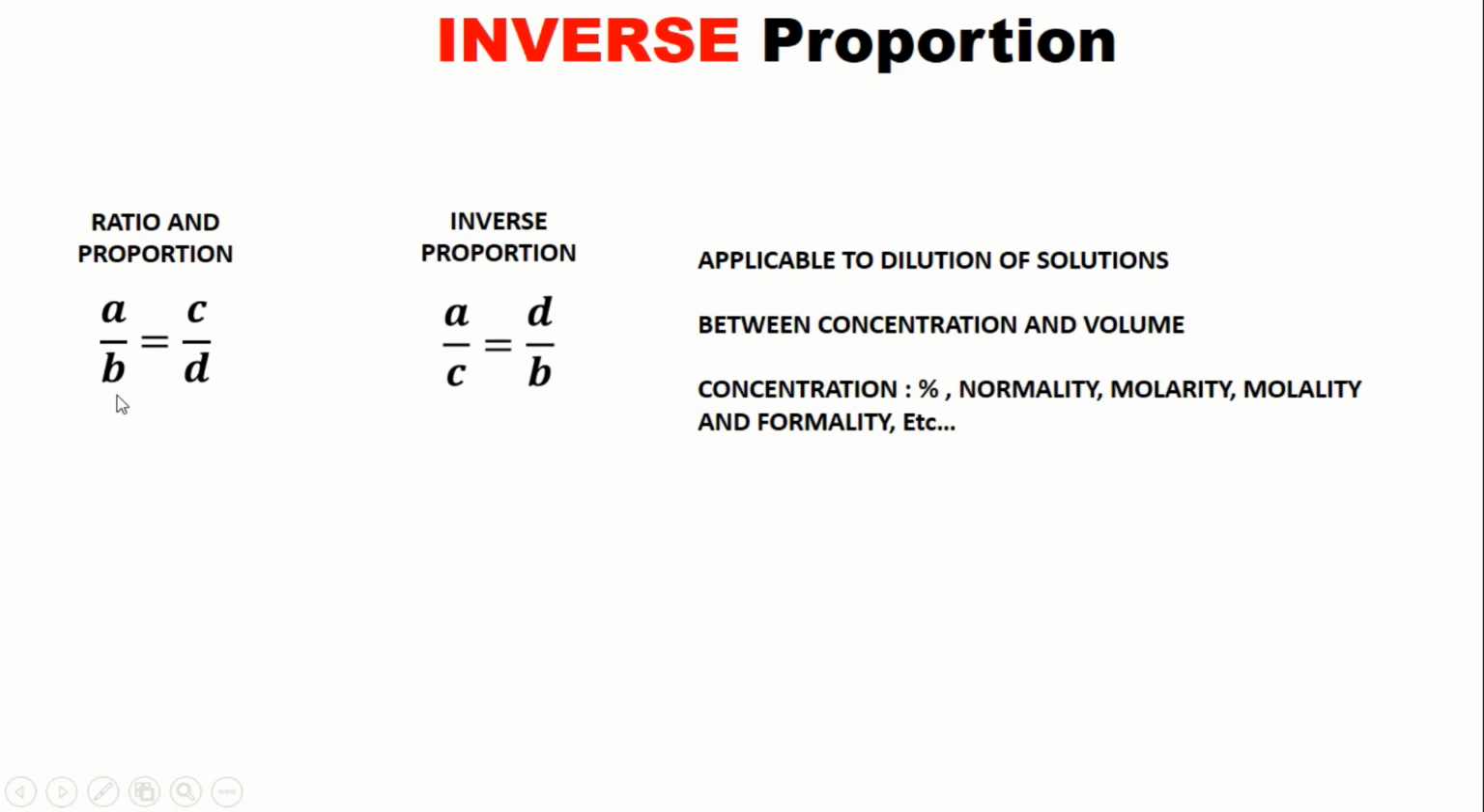So just like this one, A over B equals C over D. Here it's A over C equals D over B. So if you will notice, its pairs are not facing each other. A and B for ratio and proportion here are facing each other. Here they're not facing each other. It's diagonal. Okay, so for inverse proportion, concentrations would be percentage, normality, molarity, molality, and formality. So this is between concentration and the volume.